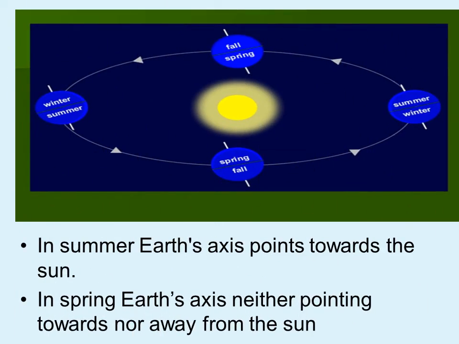So, look at this picture. This is the revolution of Earth. In summer, Earth's axis is pointing towards the Sun. The same like in winter, Earth's axis points away from the Sun. But look at the spring and fall. In spring, Earth's axis is neither pointing towards nor away from the Sun. So this way, Earth's revolution causes four seasons: winter, summer, fall and spring.